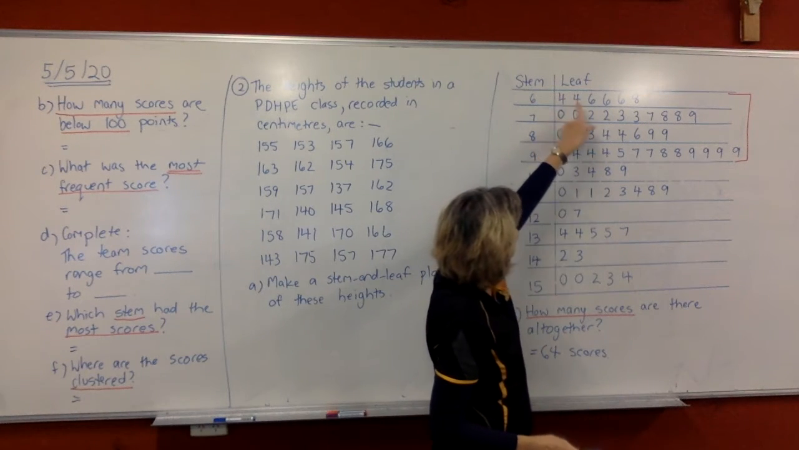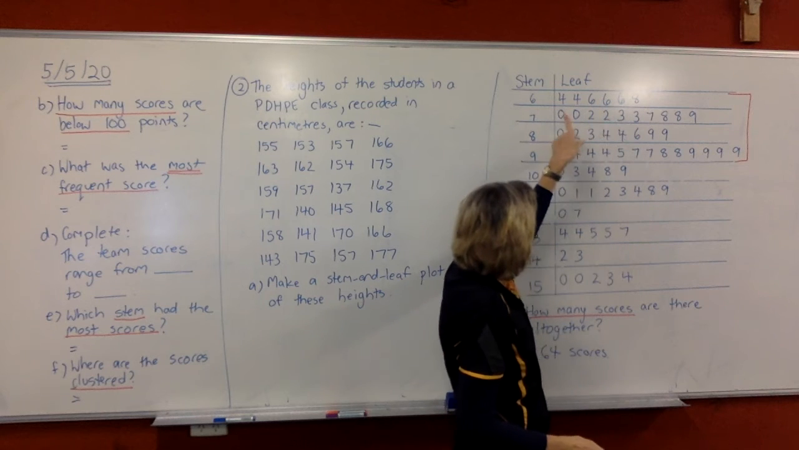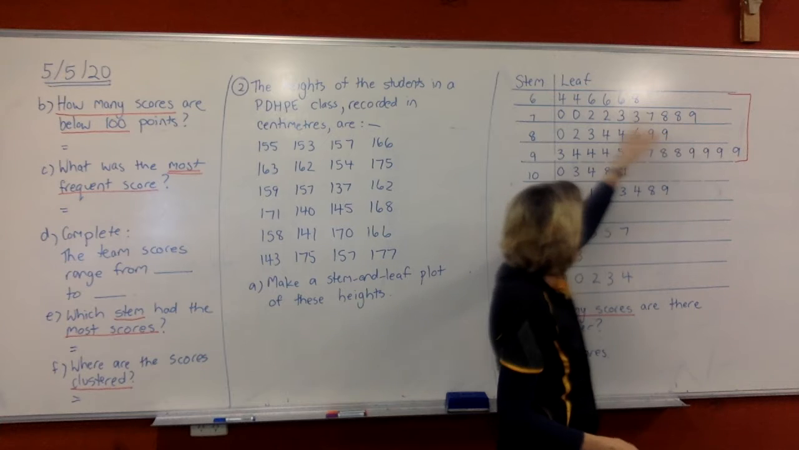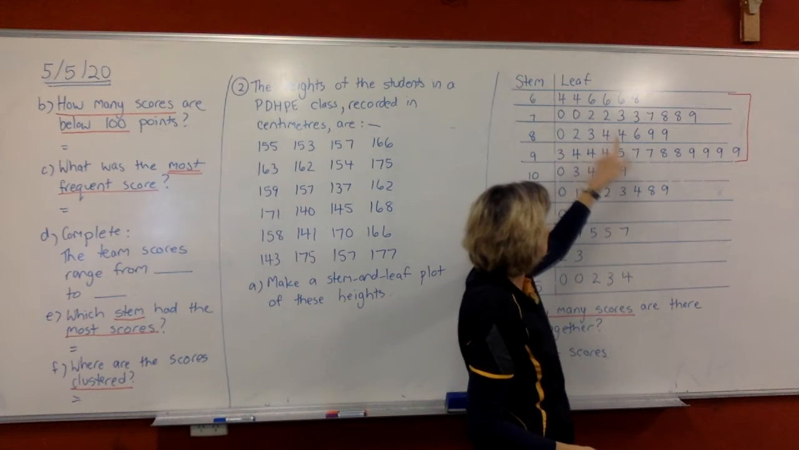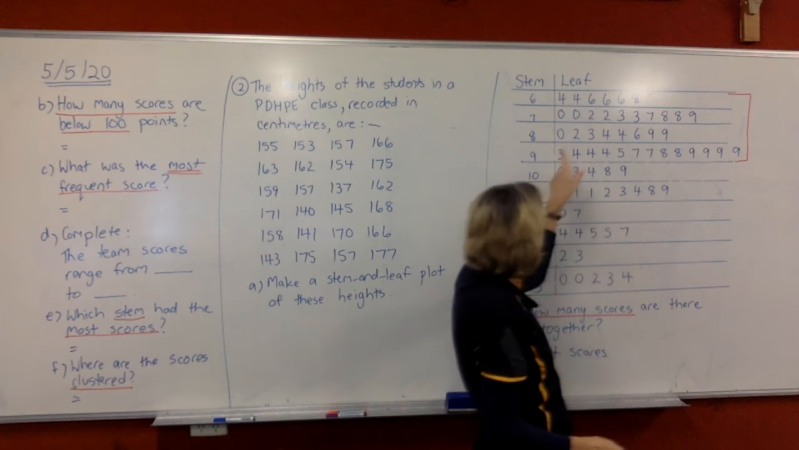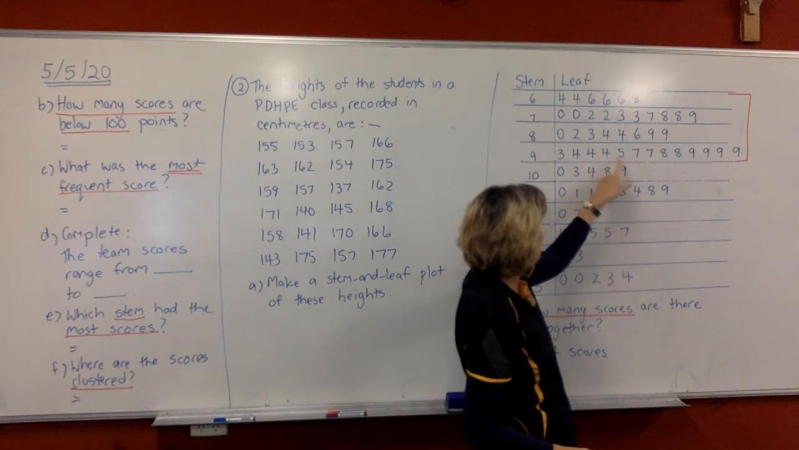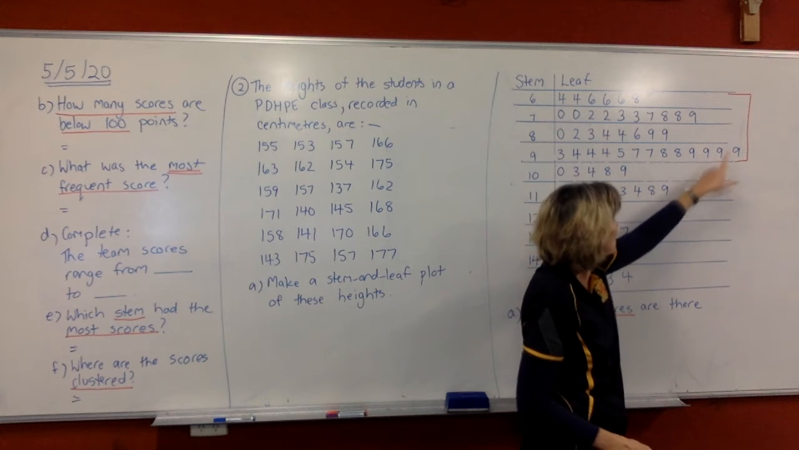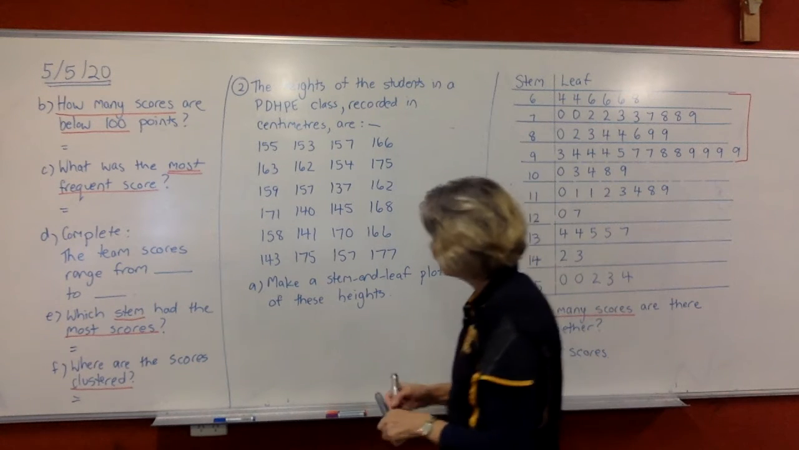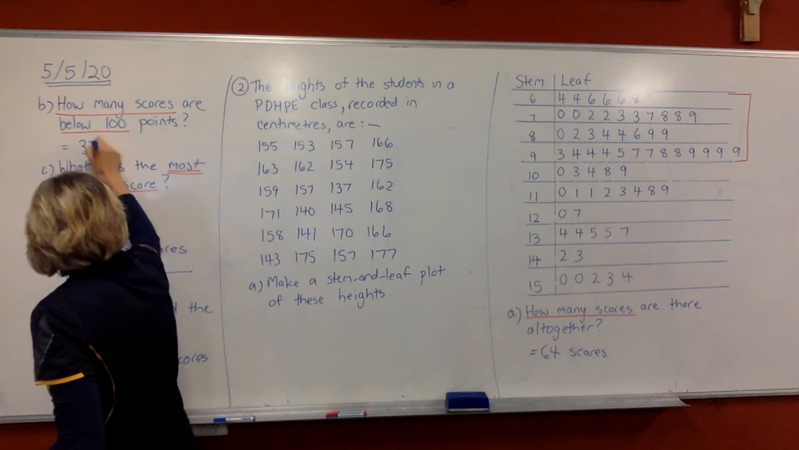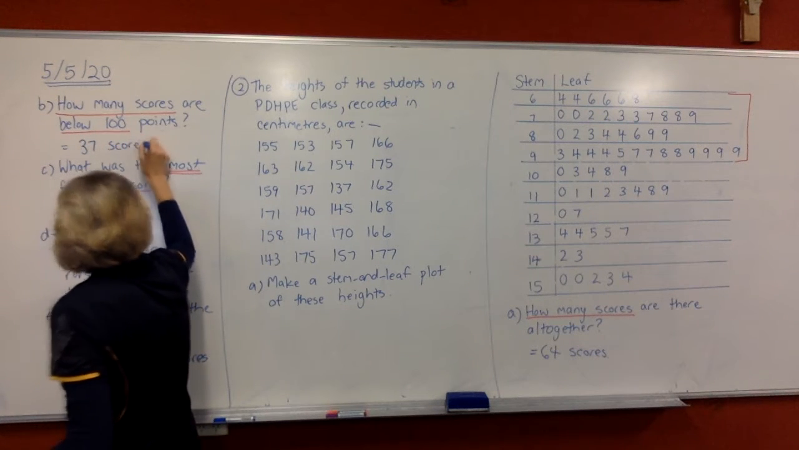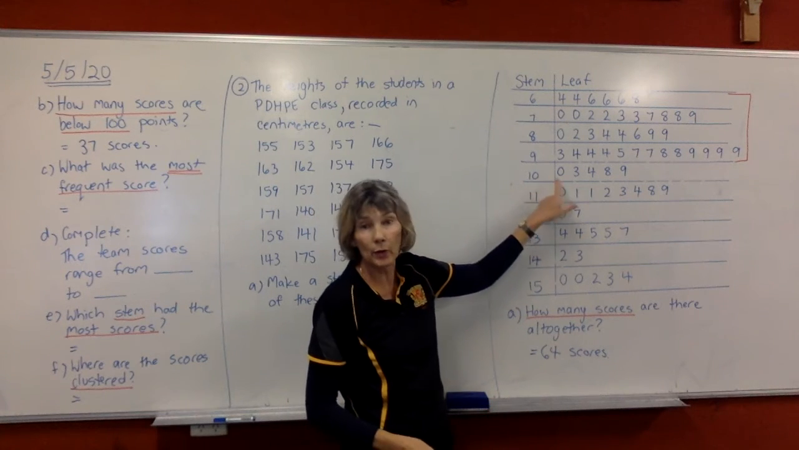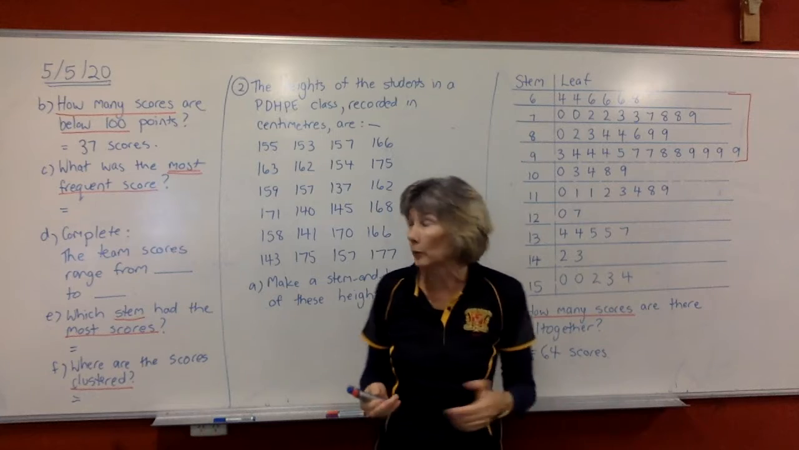So we have 1, 2, 3, 4, 5, and so on, counting up to 37. So 37 scores less than or below 100 points. Remember, we're not including the 100 because it's below.